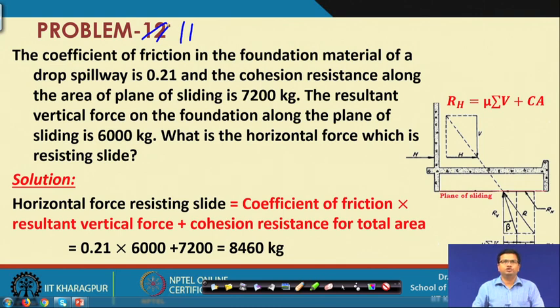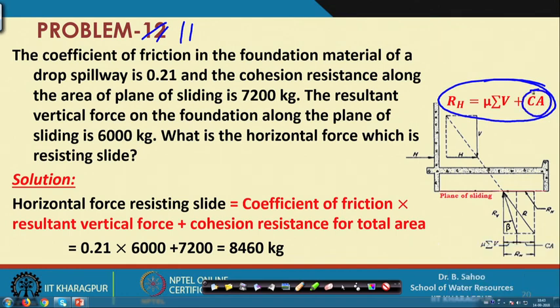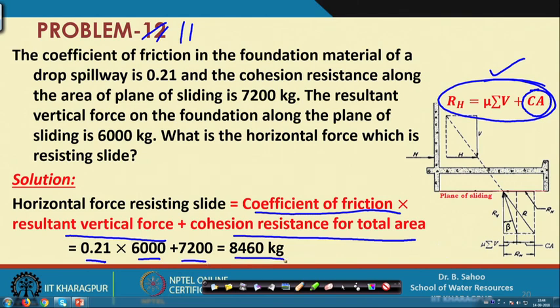So, what is the horizontal force which is resisting slide? So, you have to compute what is the value of R H. You can see from this equation, you have to compute the value of R H. Mu is given, that is equal to 0.21. Sigma V is given as 6000 kg, and C A, it is already computed, is given as 7200 kg. So, you will get the horizontal force resisting slide equal to coefficient of friction times resultant vertical force plus cohesion resistance for the total area. So, we will put the value of mu, 0.21 into 6000 plus 7200, you will get 8460 kg, and this is the horizontal force which is resisting slide.